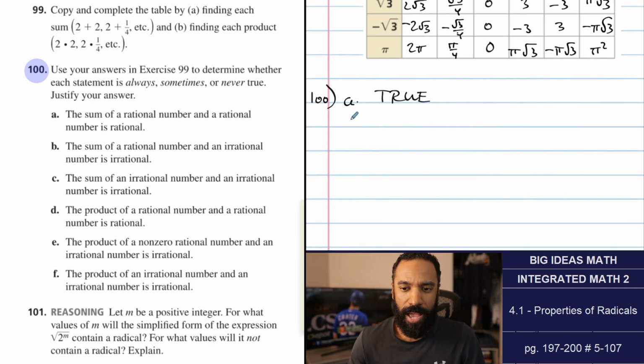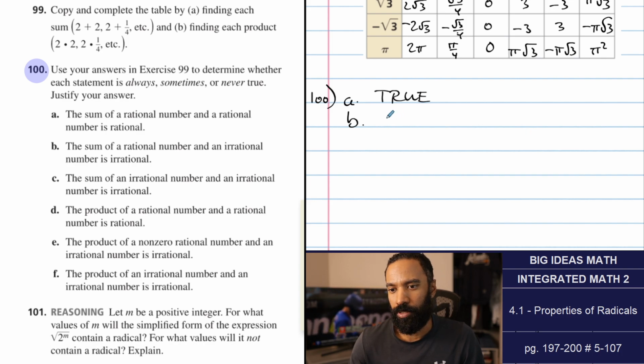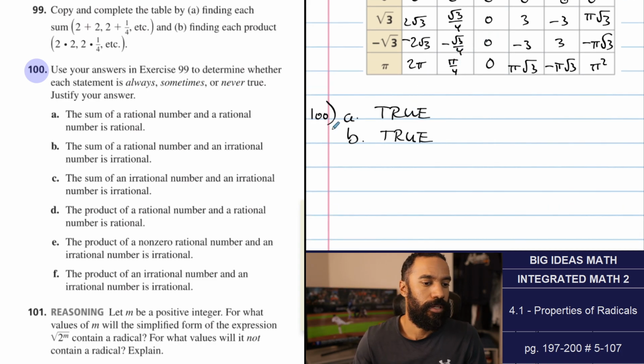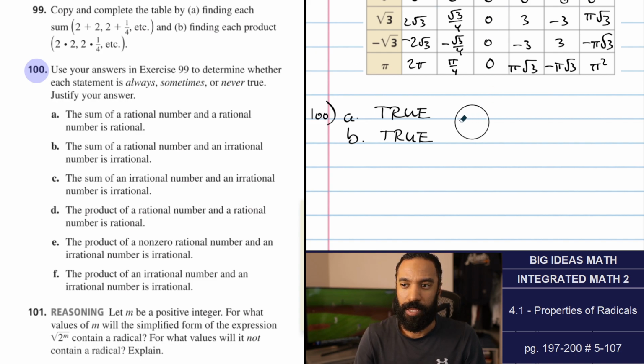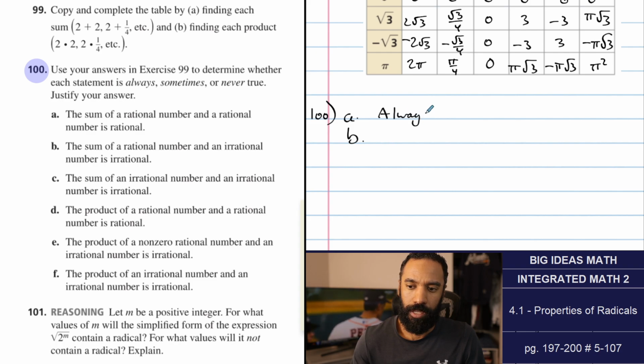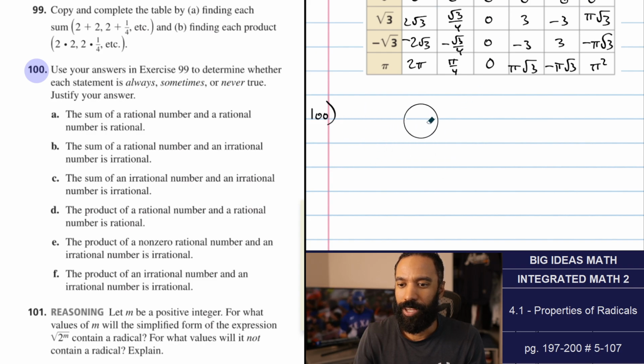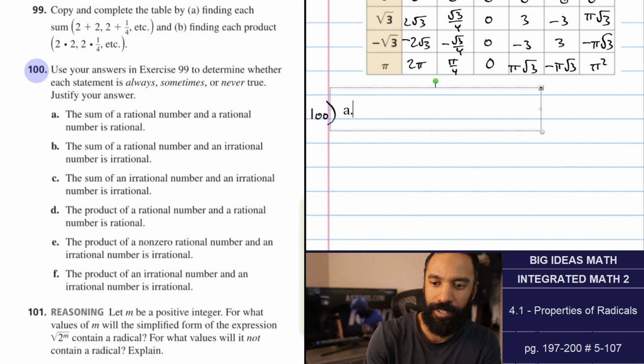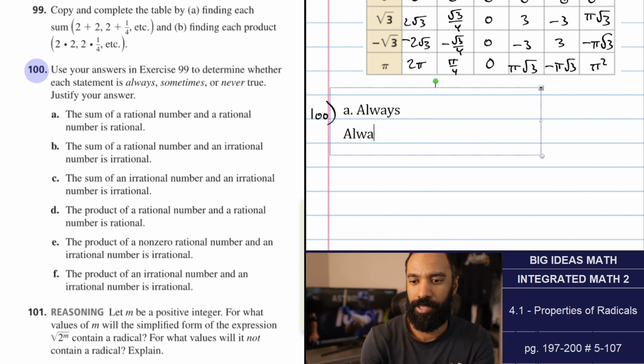B. The sum of a rational and an irrational is irrational. True, even in the case of 0. 0 plus root 3 is still root 3, or 0 plus pi is still pi. Oh, I'm sorry. This is always, sometimes, never. These were always. Always and always. You know what? I'm going to type this. Always, always.